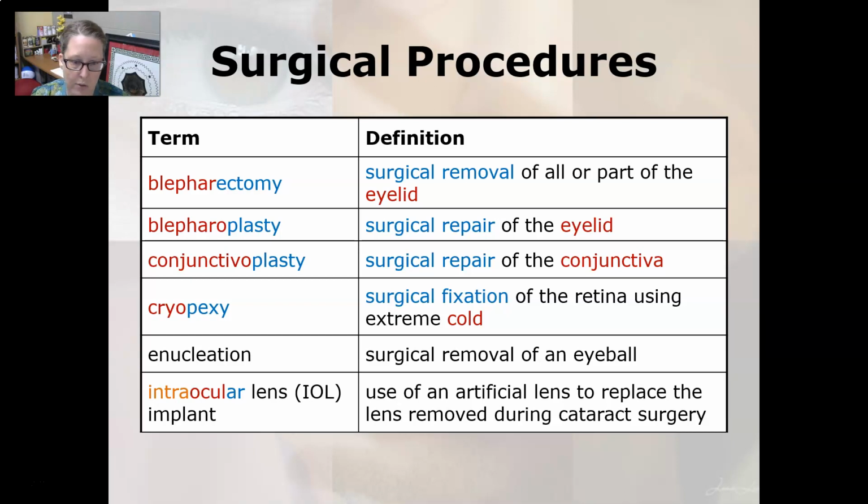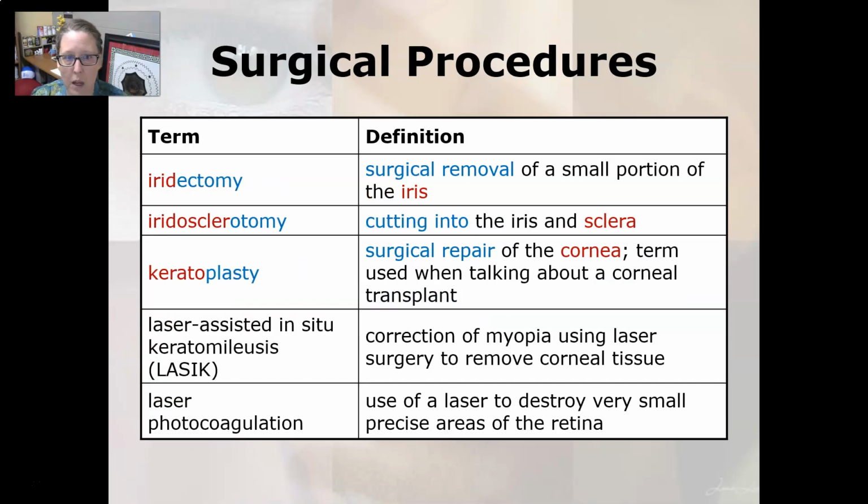An intraocular lens implant is the use of an artificial lens to replace the lens that was removed during cataract surgery because the lens is too opaque from the cataract. An iridectomy is a surgical removal of a small portion of the iris. Iridosclerotomy is cutting into the iris and sclera. Keratoplasty is a surgical repair of the cornea. It is a term used when talking about corneal transplants.